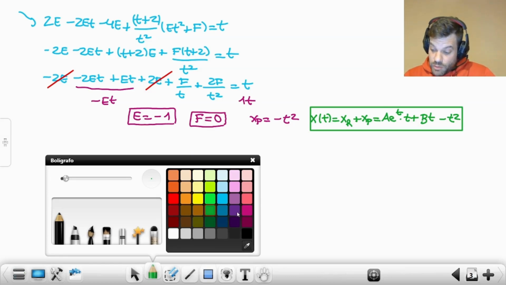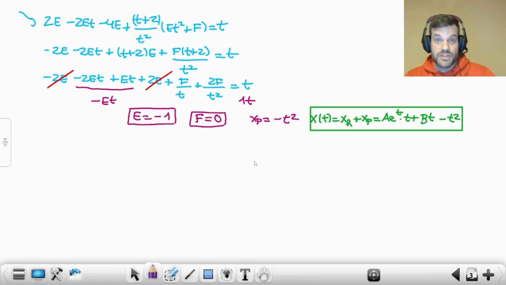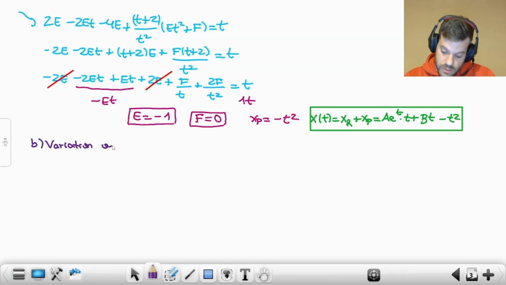Now, a few minutes ago we mentioned that we were going to solve the second step, taking care of the non-homogeneous part, using both methods, undetermined coefficients and variation of parameters. So, using variation of parameters, we need the homogeneous solutions, their structure. x1 was e to the t times t, and x2 was t.